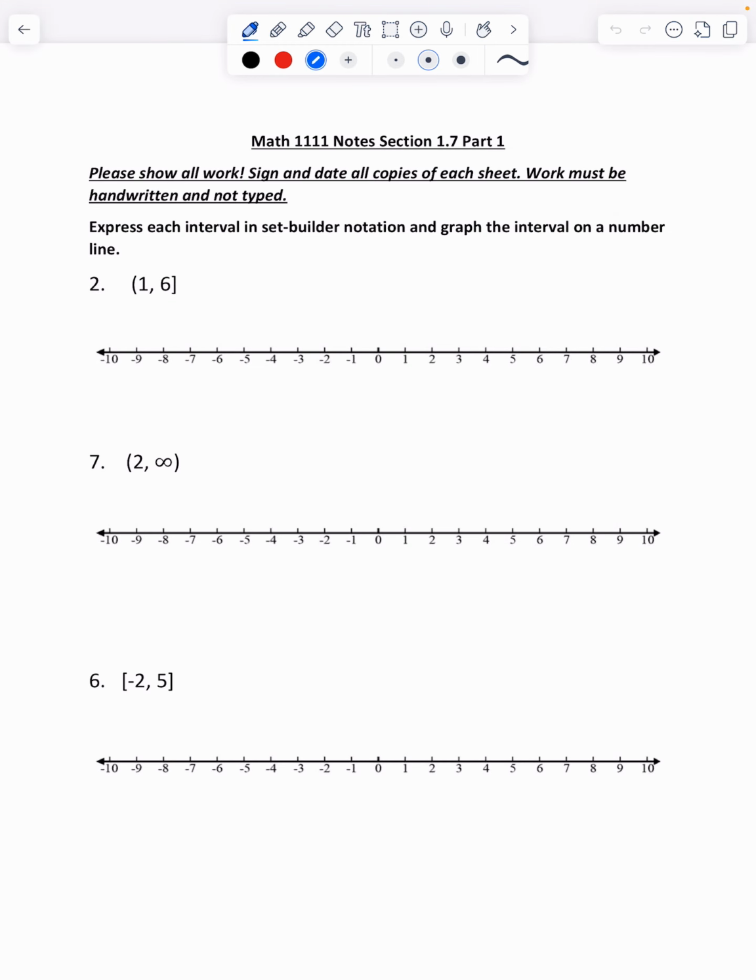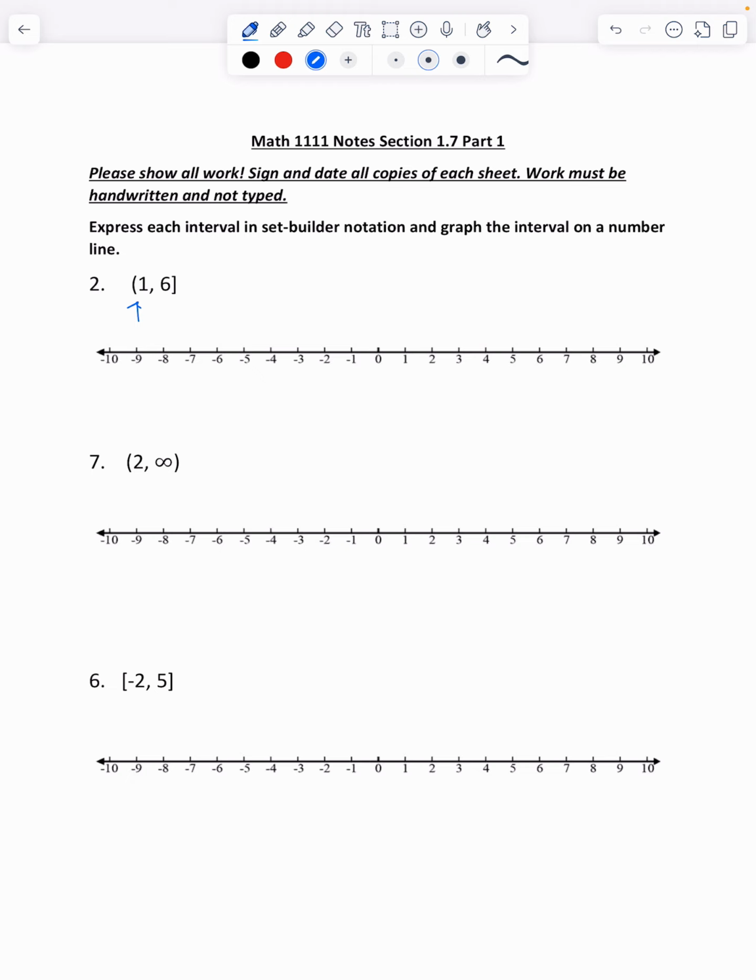Okay, in section 1.7, we're going to express solutions. It says express each interval in set builder notation and graph the interval on a number line. The easiest way to write something in set builder notation when it's already written in what we call interval notation is to graph it on a number line first. The left side of the interval tells me where I'm going to start. In this case, I'm starting at positive 1.